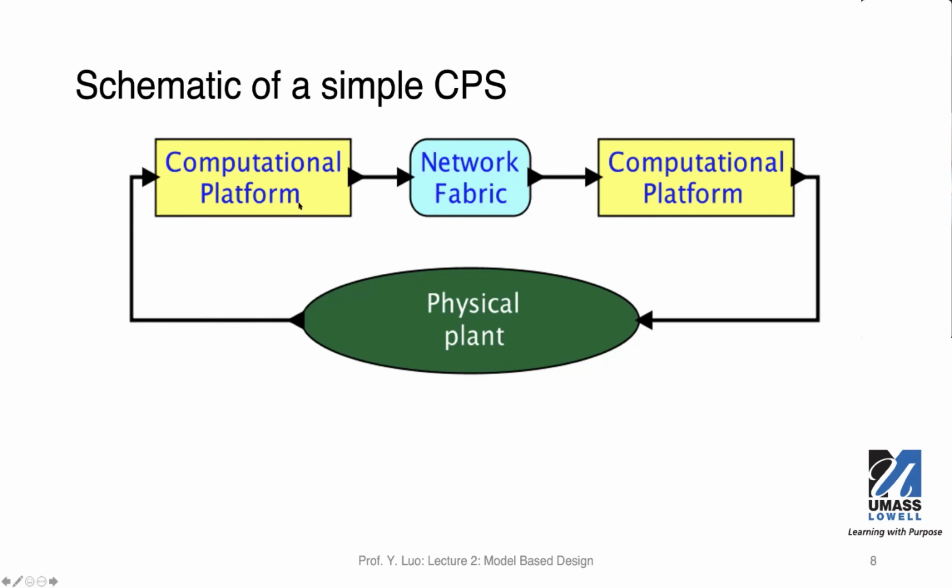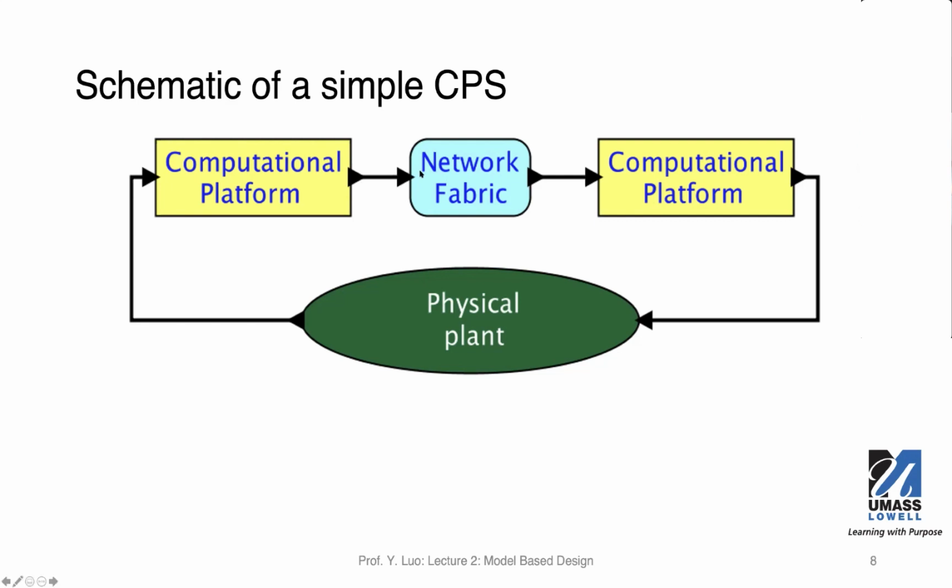And then there could be multiple computational platforms. One is doing the sensing, the other one is doing the actuation control. And these two parts may not reside physically next to each other. So they could be separated in different regions, different rooms in this physical plant. So we need some sort of network fabric, and we'll talk about different networking technologies we can use to connect these computational platforms.